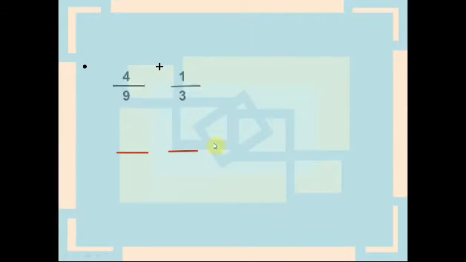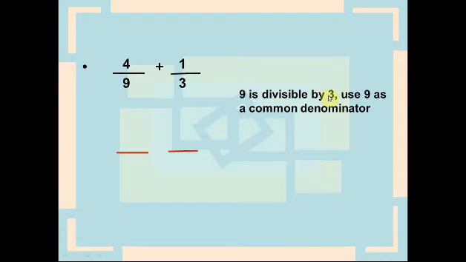For example, 4 over 9 plus 1 over 3. Here the two denominators are different and the greatest one is 9. And because 9 is divisible by 3, the greatest is divisible by the smallest, we use 9 as a common denominator.